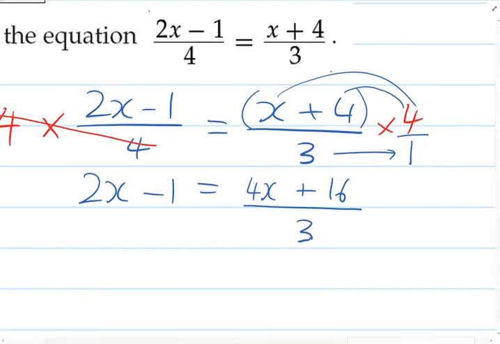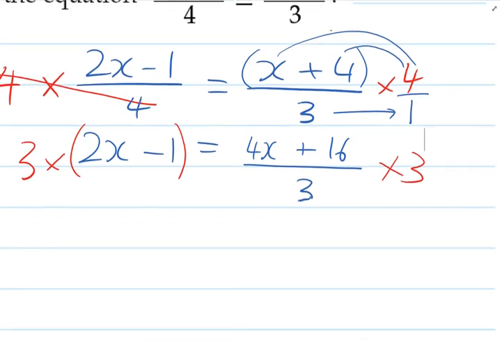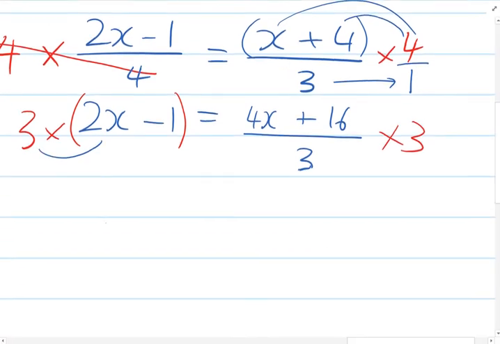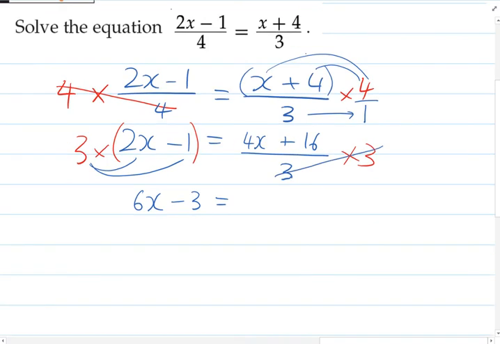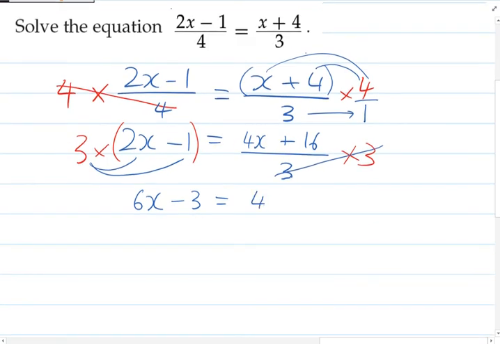Okay, so now we've got a fraction only on one side, and so I can times both sides by 3. And just remember, when you're timesing an entire side by something, it's like that thing is in brackets. And so we've got 3 times 2x, which is 6x, 3 times negative 1, which is negative 3, and on the other side, our 3's are just going to cancel out. So we're going to have 4x plus 16.